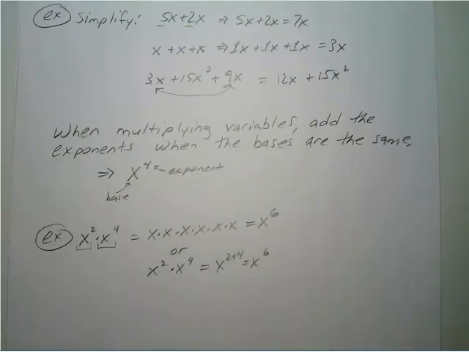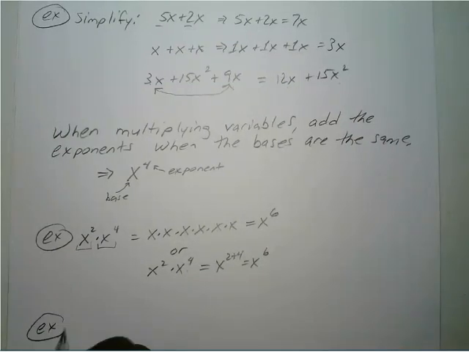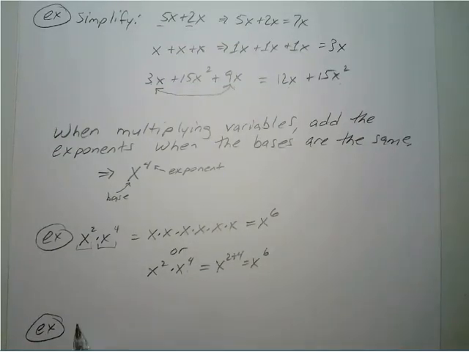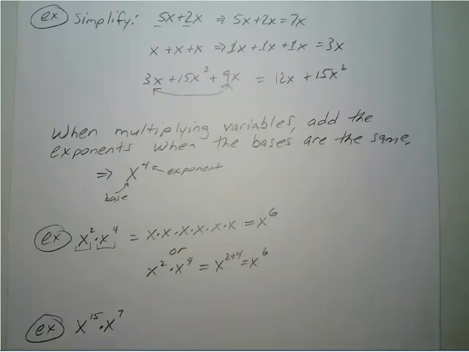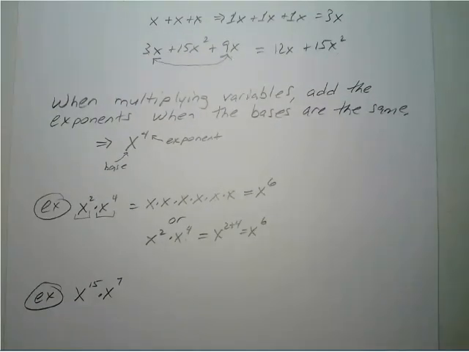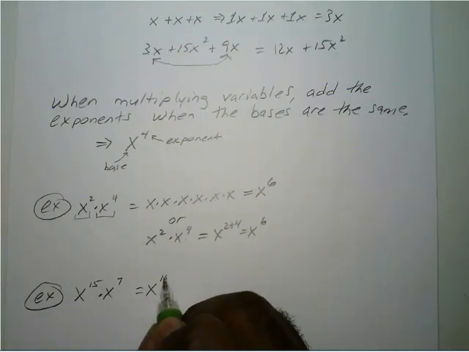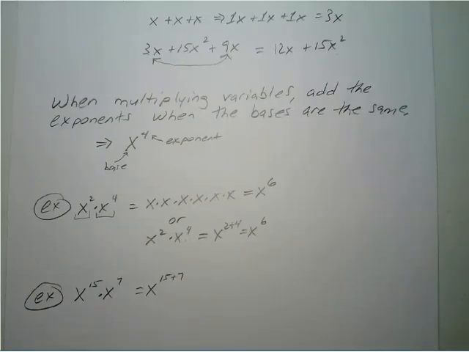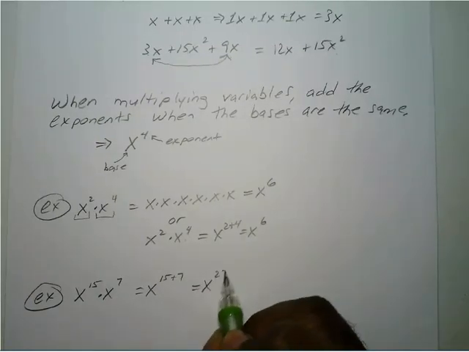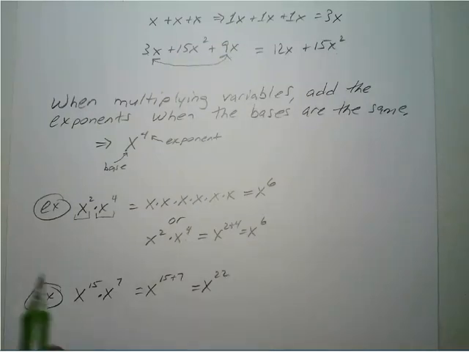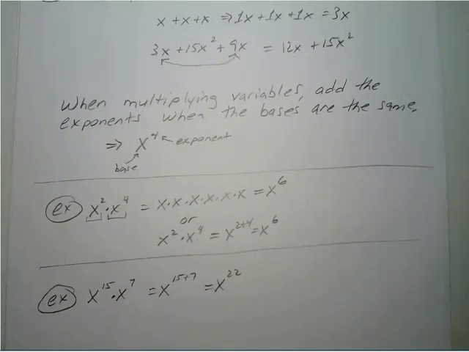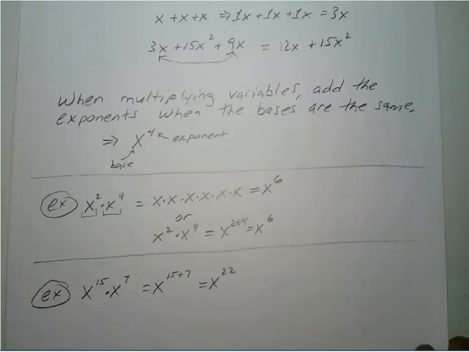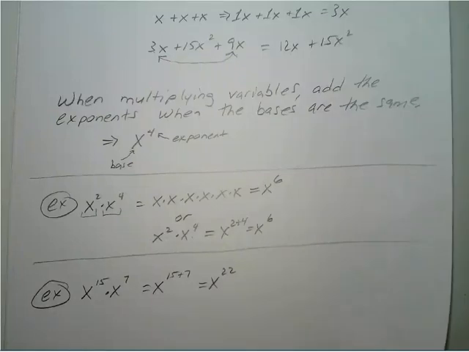All right, so let's say we have x to the 15th power times x to the 7th power. That's going to be x to the 15 plus 7th power, which is x to the 22nd power. If you're still writing, feel free to pause it, but we're going to go ahead and move on to our next page.